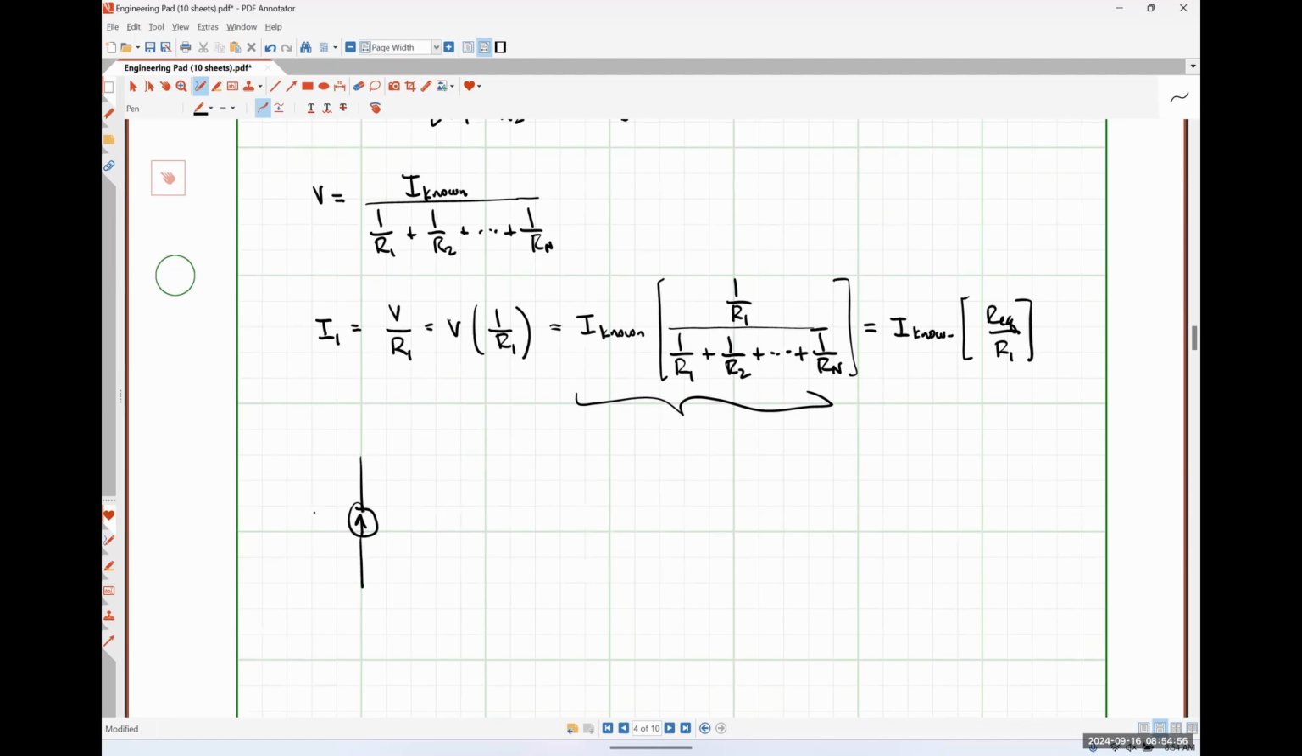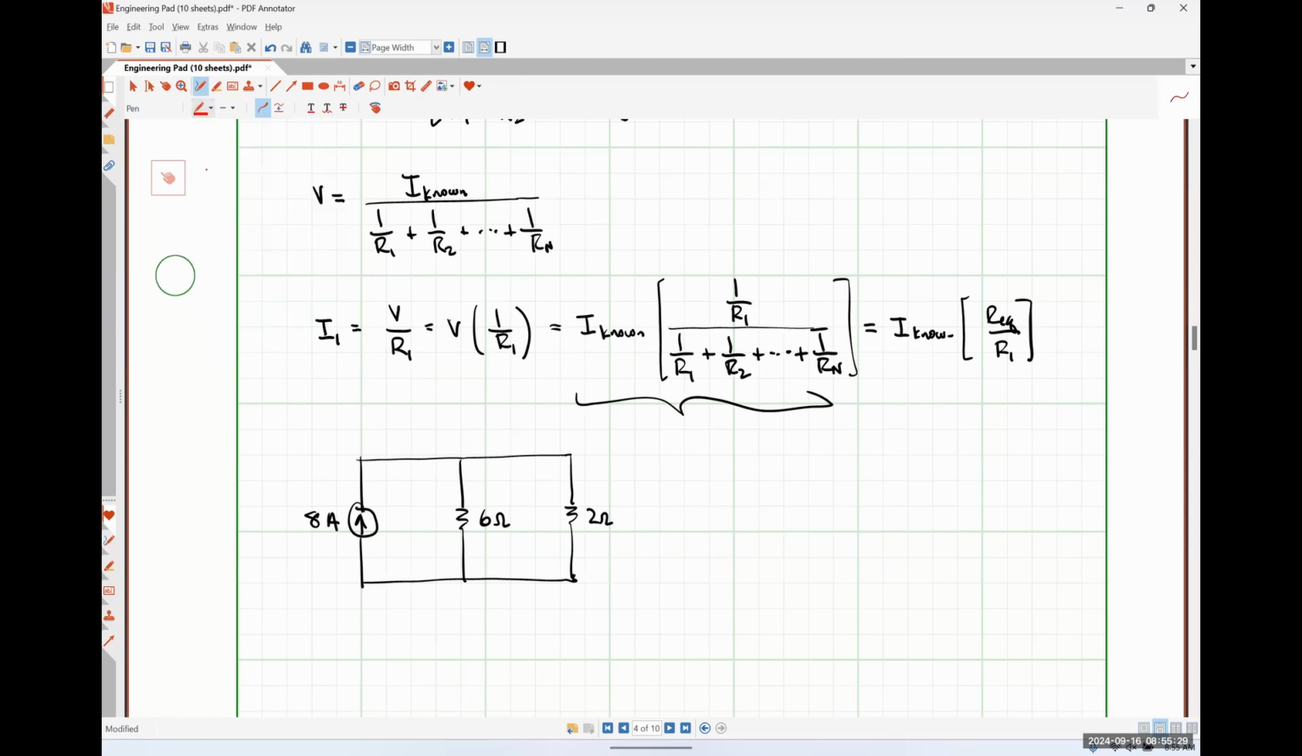So let's say that I have an 8 amp current source connected in parallel to a 6 ohm resistor and a 2 ohm resistor, like so.